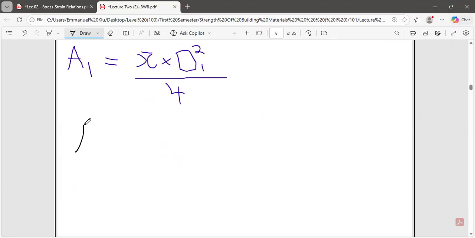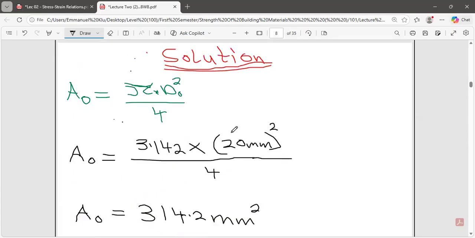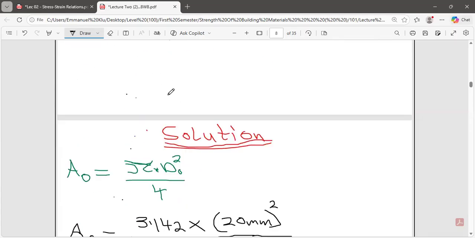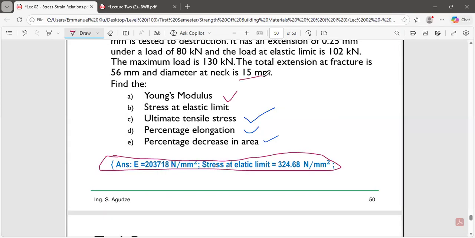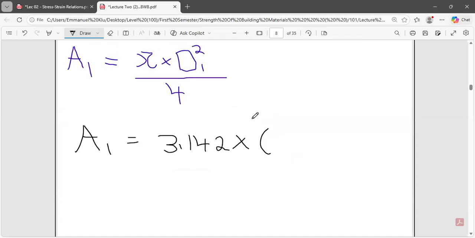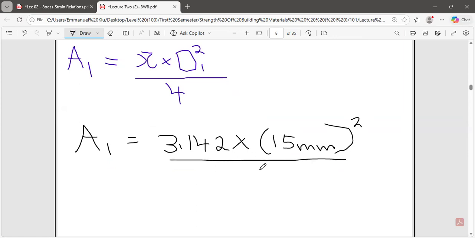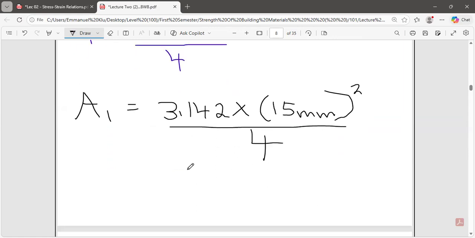So this becomes what? Our A1 is now going to be equal to our pi, which we are adopting as 3.142, times the D. And which D are we going to use? We say we are going to use D1, the diameter at fracture, which is the 15 millimeters that was given in the question. 15 millimeters you are seeing over here. Good. So let's put the 15 inside here. That is 15. Let's add the millimeters. Exactly. We square all of this. We divide all of this over 4, as you are seeing over here.